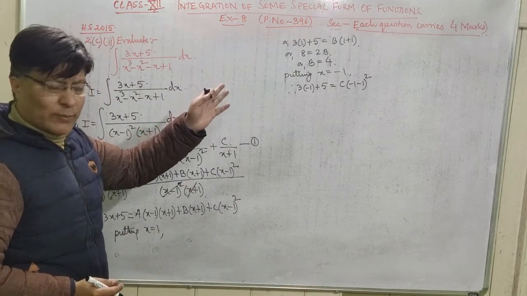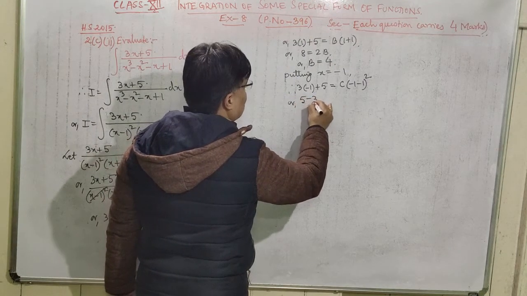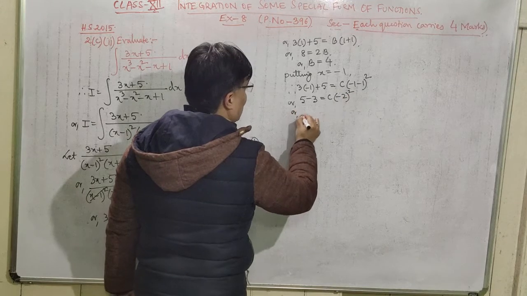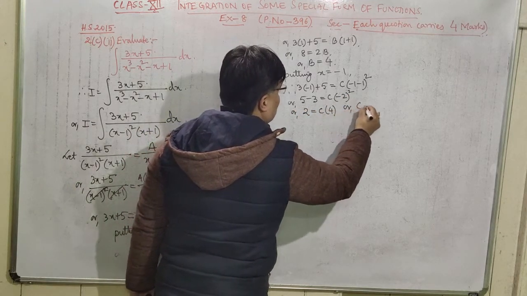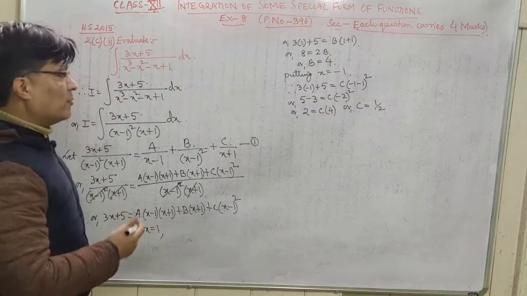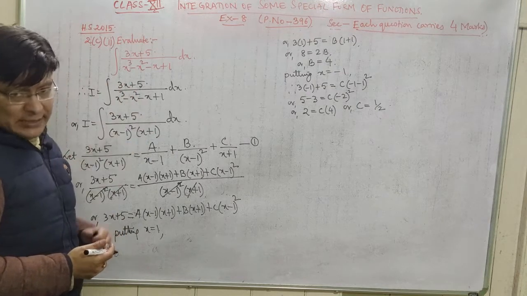So we are putting x is equal to minus 1, right? So this will be 5 minus 3 is equal to c into minus 2 whole square. Or this is 2 is equal to c into 4. Or what is c? C is equal to half, that is 2 by 4, that is half. So we have got the values of b and c.